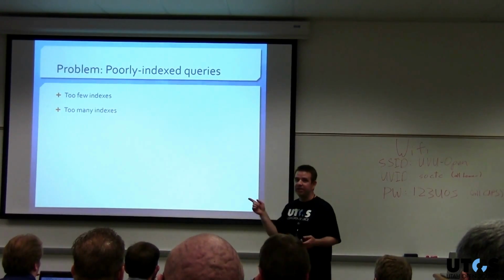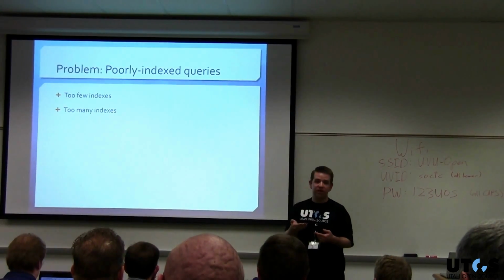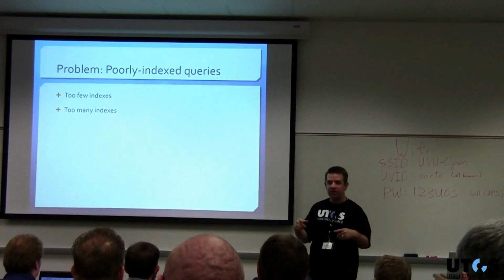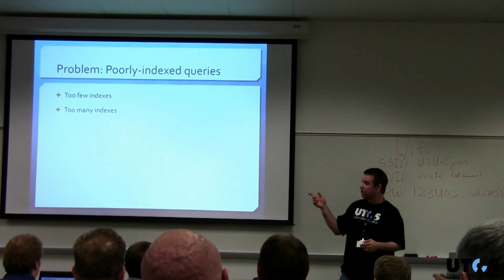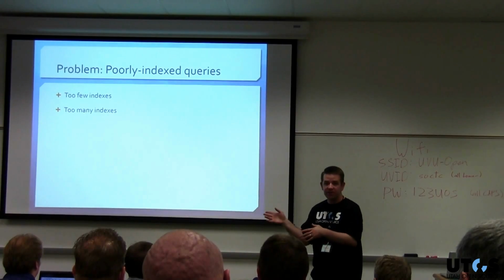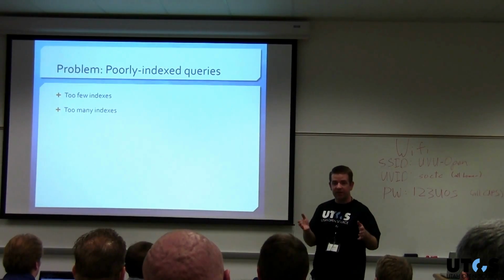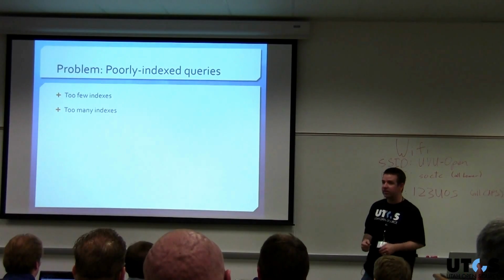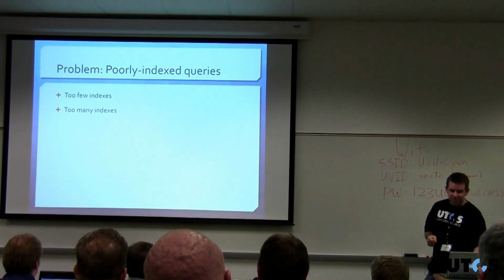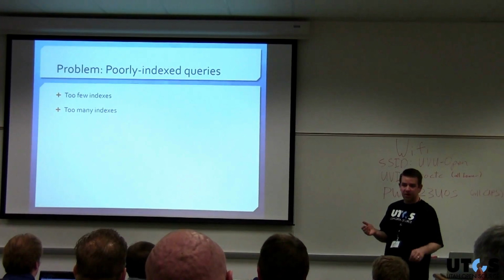What happens if you have too many indexes is every time you write to your table, it has to write all of the indexes as well. It has to readjust them. And so every single write to that table, every time you add an index, that's adding one more physical write to the disk that it has to do. So having too many indexes is a problem as well.